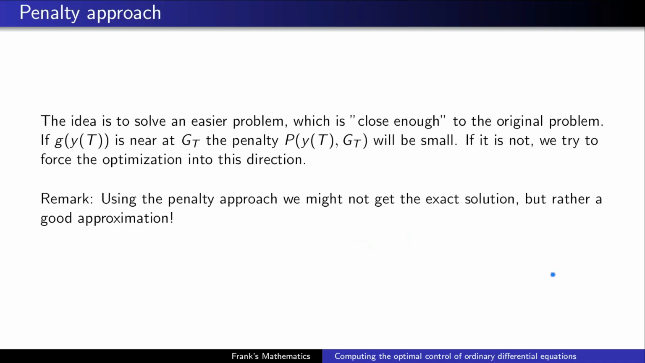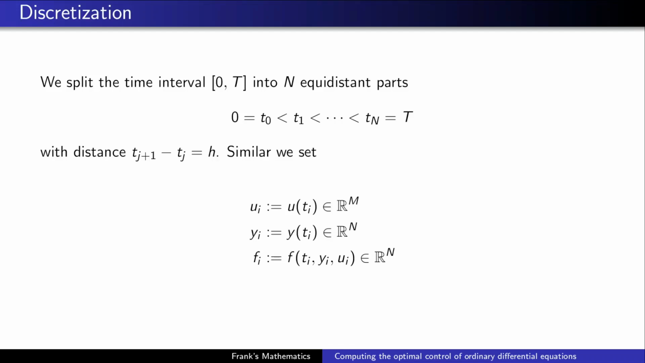So the idea is, as I already told you, we solve an easier problem which should be close enough in a certain way to our original problem. And again, if this constraint is violated, we have some penalty. And if it is satisfied, the penalty will go to 0, which is actually what we wanted to achieve. Just a small remark. If you use this penalty approach, you're not actually solving the original problem. So you don't get the exact solution to the original problem, you rather get an approximation. How good it is depends on the parameter beta. If beta goes to infinity, you get a very good approximation, but you lose some properties you gain when beta is small. So the penalty parameter beta should be chosen in a very sensitive way.